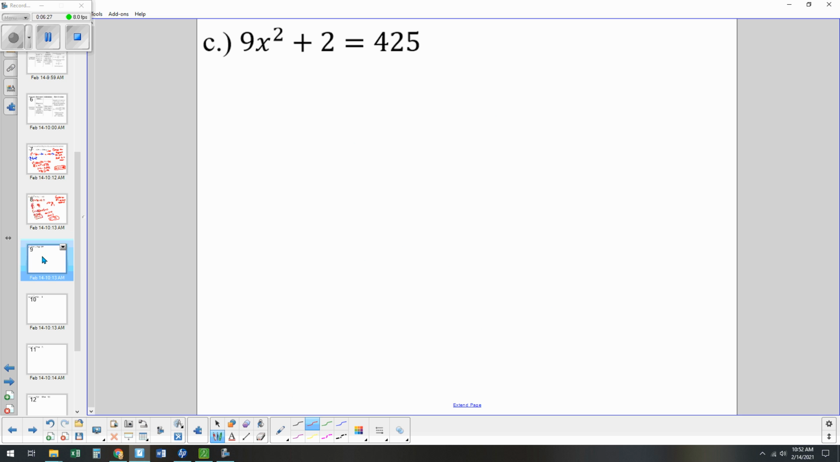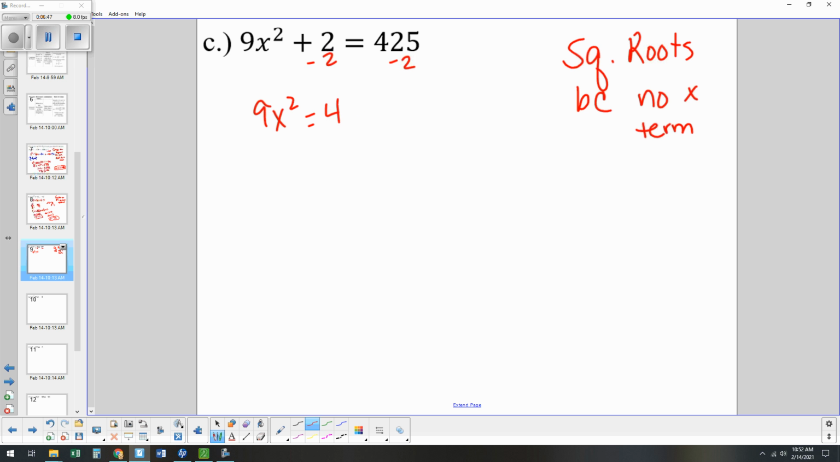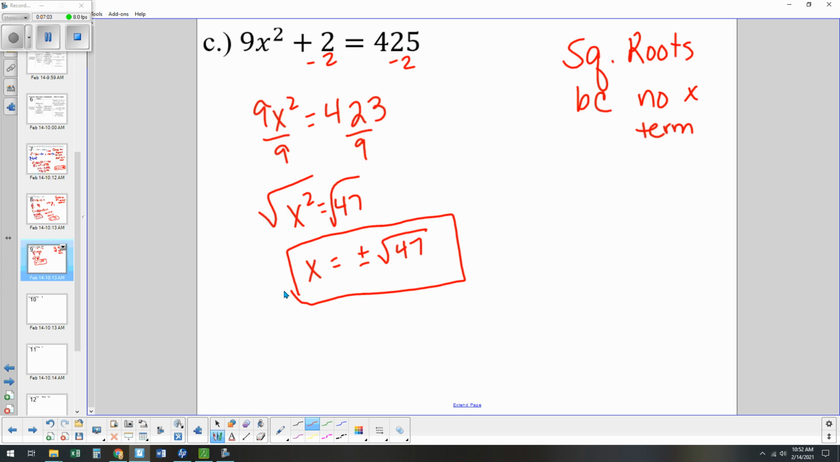Looking at the next one, I don't have an x term. I have an x squared but no x. So the best method for this would be square roots, because no x term. So in this one, we want to get x squared alone. So we would start by subtracting 2. And we could divide by 9. And then we take the square root of both sides. 47 can't be reduced. It's a prime number, so that stays like that. And we're done.